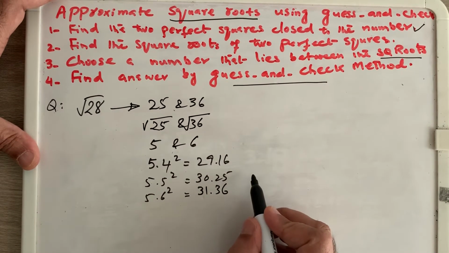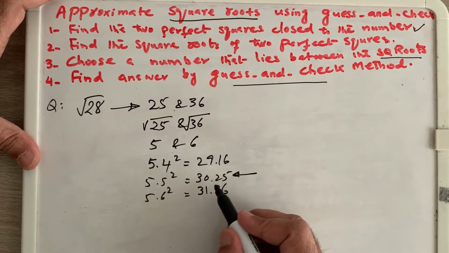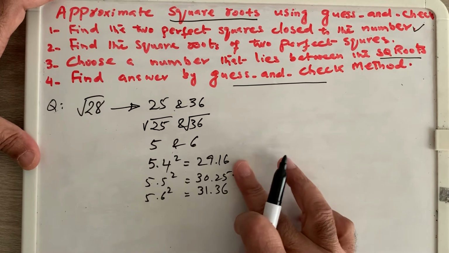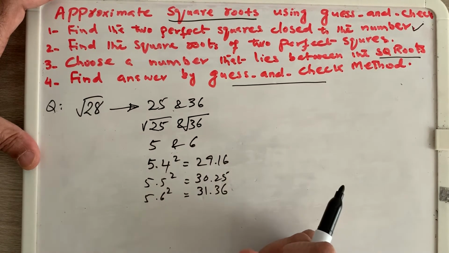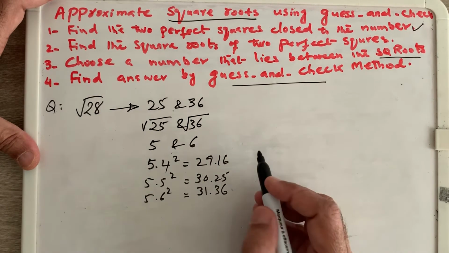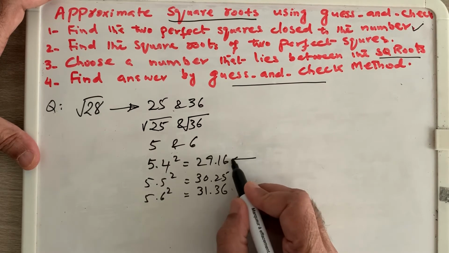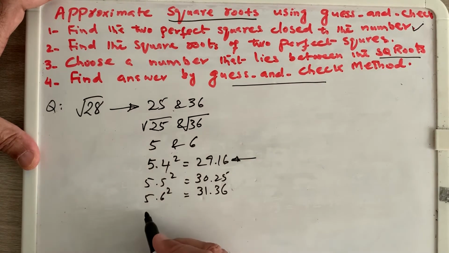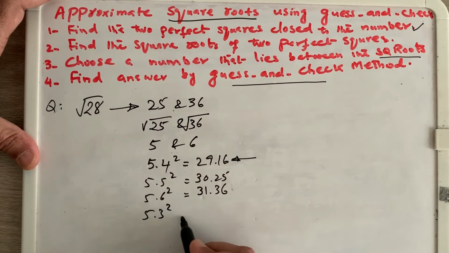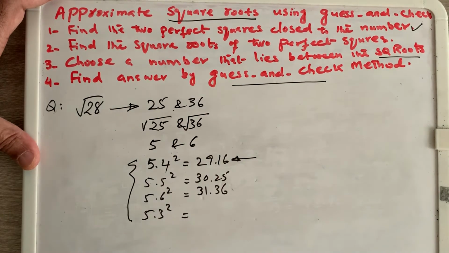Which one is most close to my required number? 30.25 or 29.16, right? 29.16 is more close. So I can check my answer that 5.4 is my answer, which is more close to 28, or I can try 5.3 whole square, right? So this way, this will give you the perfect answer.